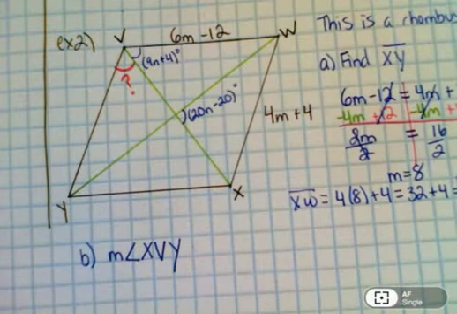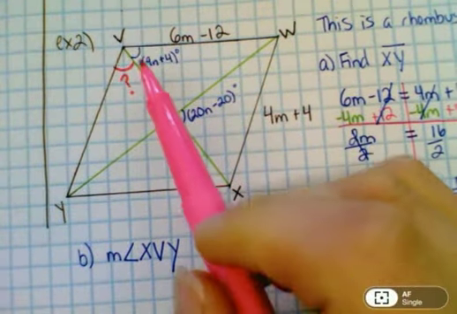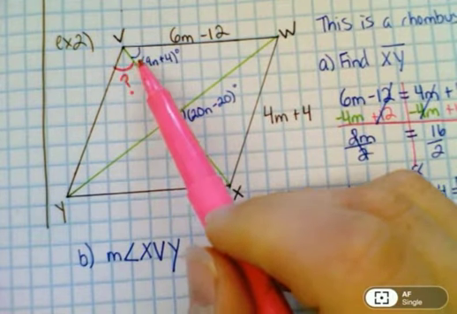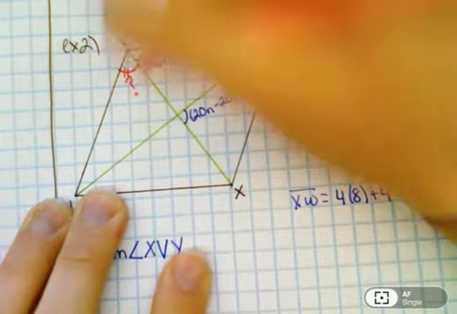Okay. So let's think about what we know. This is a rhombus, and one of the properties of a rhombus is that the diagonals bisect the angles. And so what I know is that this piece, whatever it is, is equal to this piece.